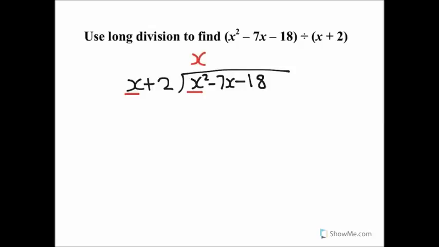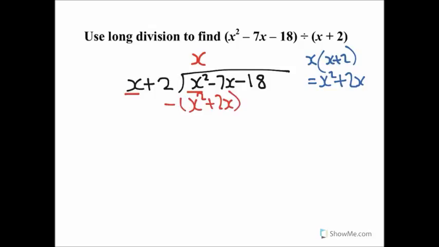We can go off to the side and compute x times x plus 2. And this gives us x squared plus 2x. So we can write in an x squared plus 2x here. And now we will subtract this. This gives us negative 7x minus 2x, or negative 9x. Now we will bring down the minus 18.